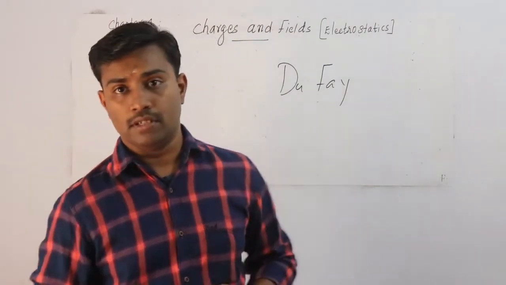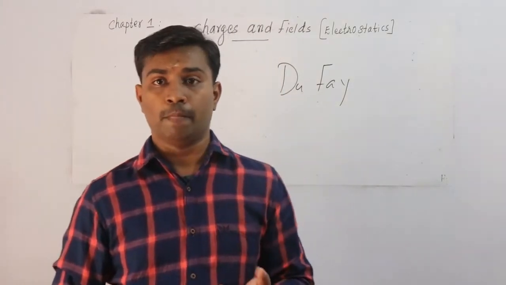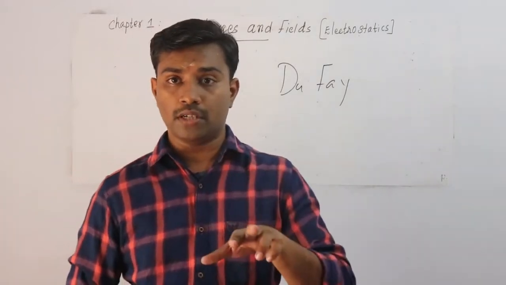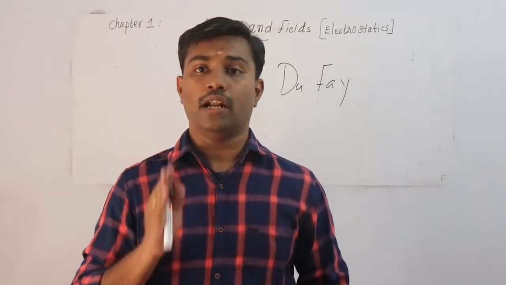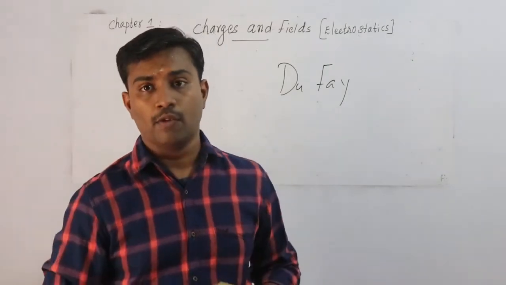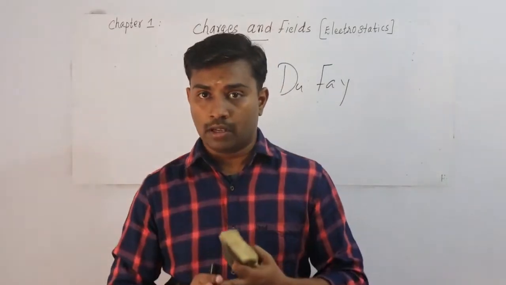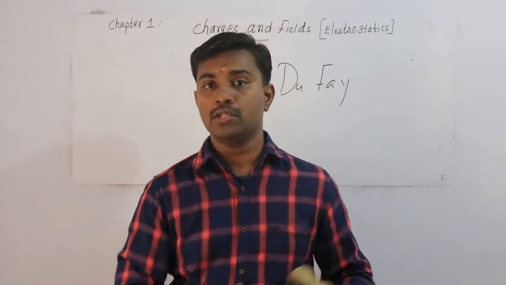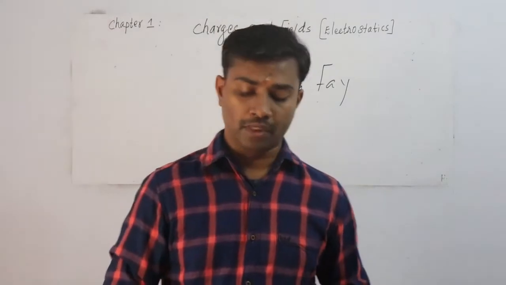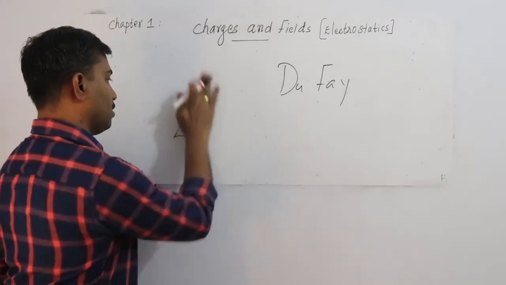Another scientist, Benjamin Franklin, also says that there are two types of charges, and he gave the polarity. One charge is positive and one charge is negative. The polarity was given by the scientist Benjamin Franklin. Now we can discuss how, due to rubbing, one body gets positive and the other gets negative charge. Here I have a glass rod.